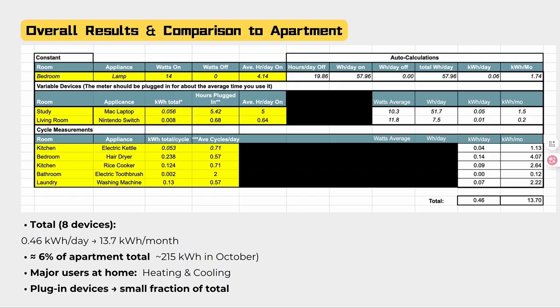Altogether, my 8 devices used about 0.46 kilowatt-hours per day, or around 13.7 kilowatt-hours per month, compared to our October apartment total of about 215 kilowatt-hours. My measured plug-in devices are roughly 6% of the whole, showing that heating and cooling dominate total electricity use. This means that my plug-in appliances make up only a small fraction of my home's total energy use, while heating and cooling consume most of it.